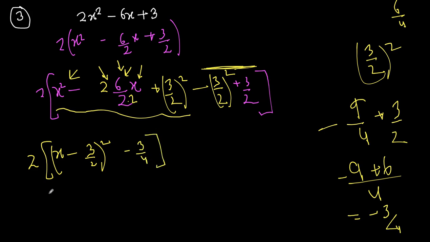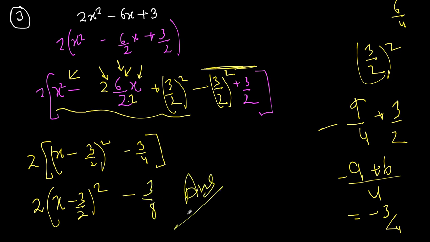Okay, now you can multiply again by 2 if you want. So 2 times x minus 3 over 2 whole square minus 3 over 8. So this will be your final answer. Here we don't need to solve it because they have not given this quadratic as an equation. They have given it as an expression, so you don't need to solve, you just have to make it in the square format. So this is your final answer. Now hope you understand this.